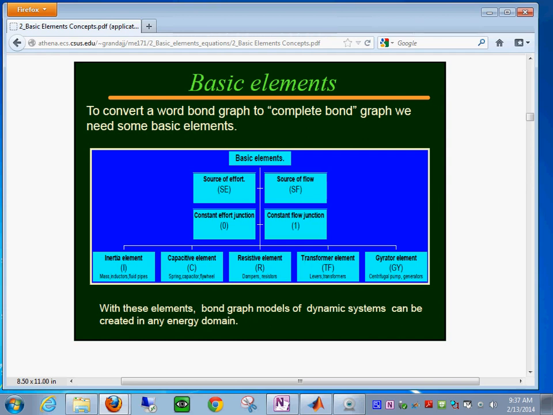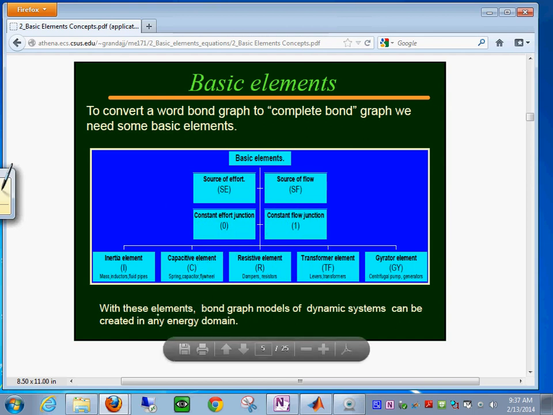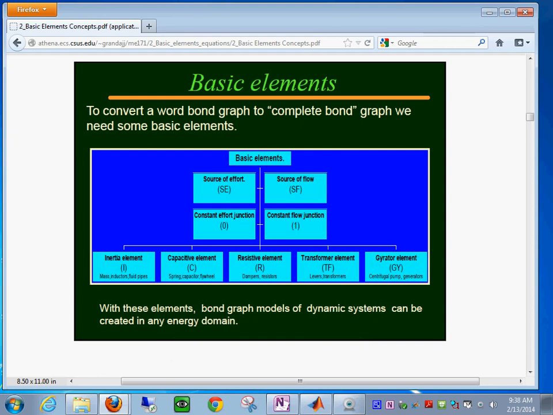So we have the 9 elements: two sources, two connectors, two different ways of connecting things. One element that stores kinetic energy, one that stores potential energy, one that dissipates energy, and two transformers. One transforms an effort into an effort, flow into a flow, and the other one, we could call it a cross transformer, which transforms an effort into a flow and vice versa.